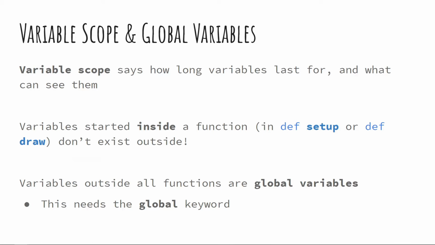Variable scope. So this is a little bit of a complicated concept, but we have a couple of things that we will hopefully be able to use to help you guys understand it. So variable scope defines how long a variable lasts for and what bits of code can see a given variable. So variables which started inside a function, such as setup or draw, don't exist outside of that function. And any variables outside of all functions are what are called global variables, and those need the global keyword.